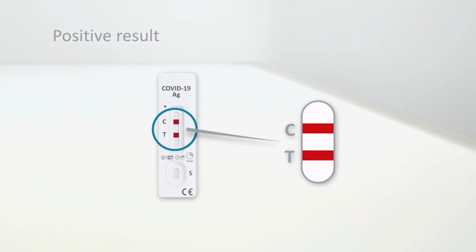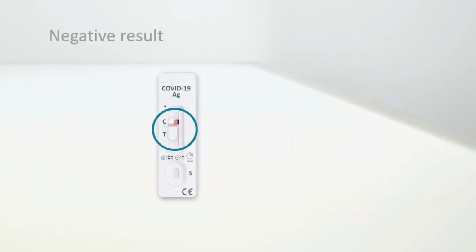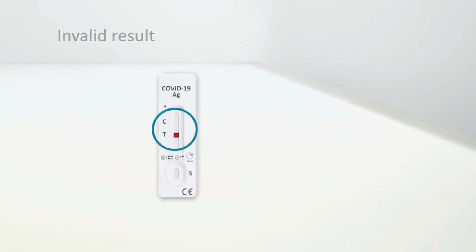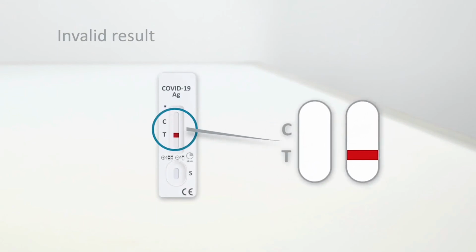Two lines, one in the control line region and another one in the test line region, indicate a positive result. If only the control line appears and not the test line, the result is negative. The control line indicates that the test has been performed correctly and should always be present.